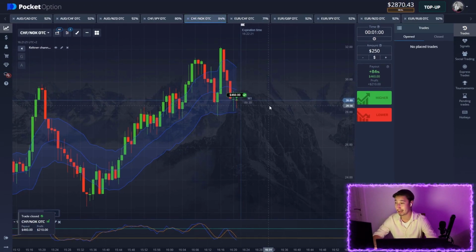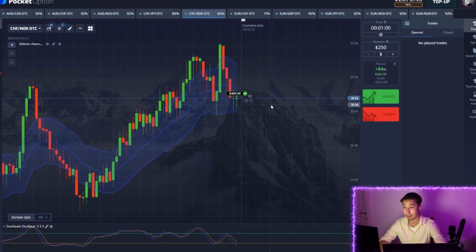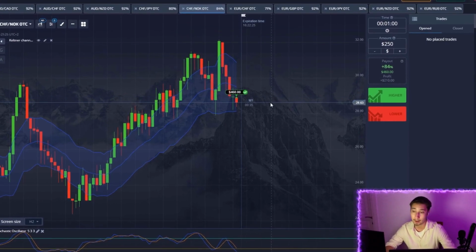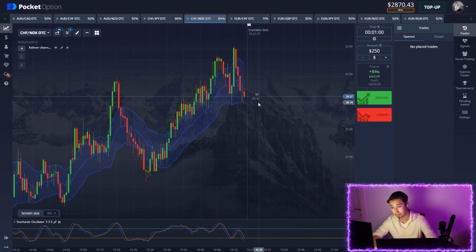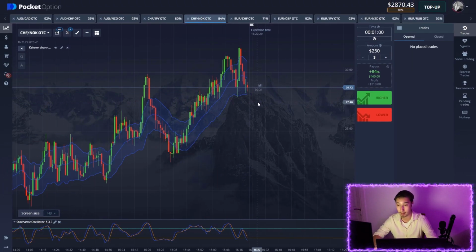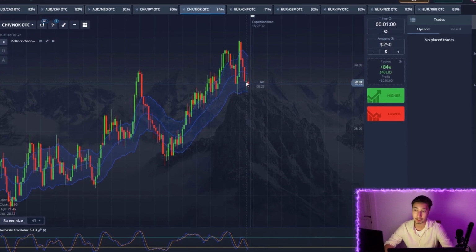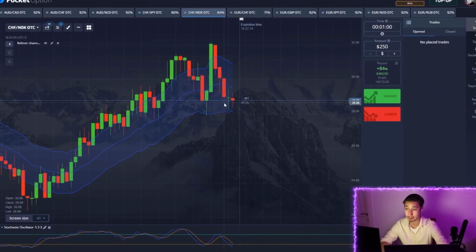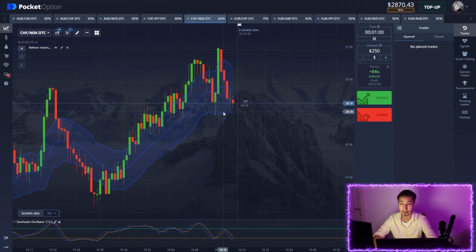Nice. We got $2,870 on our balance now. We played out ahead of the market. The dodgy pattern has formed here. This upper zone played out and the price broke this level down.